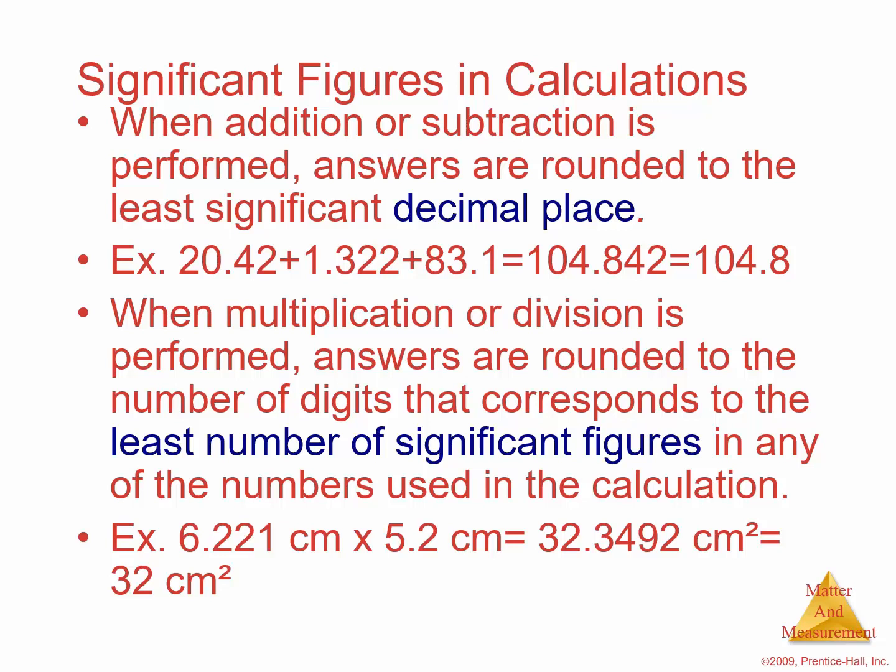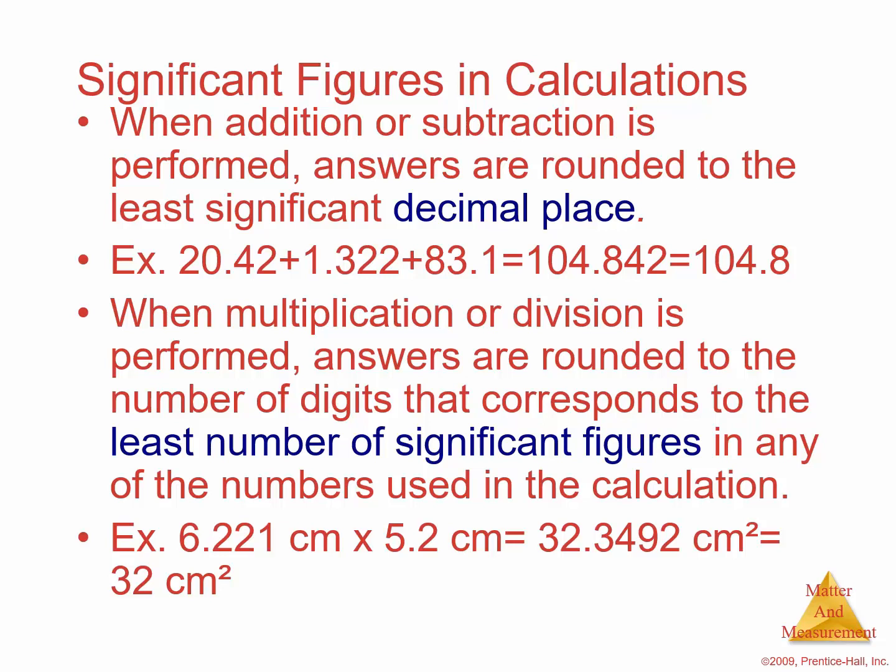So which one has the least number of significant figures? This one. It has 2 significant figures. So our final answer must be reported with 2 significant figures. So we count 1, 2, and then 3 less than 5, omit, and then you get your final answer, 32 square centimeter, because 5.2 has 2 significant figures.